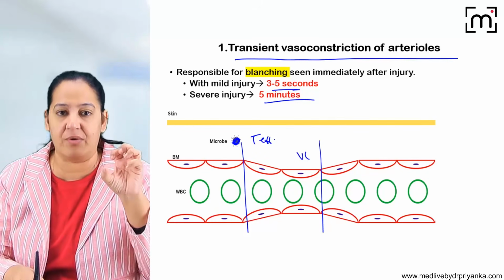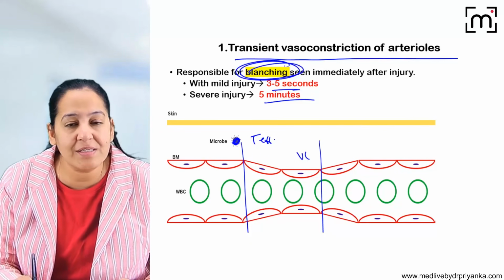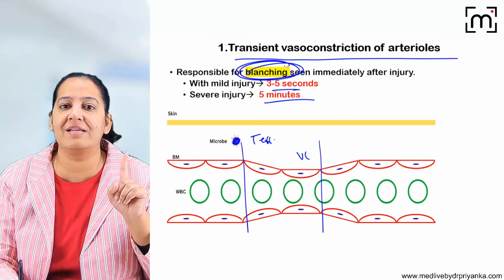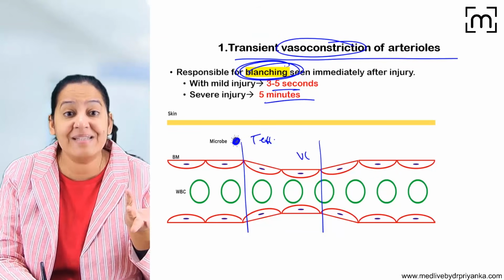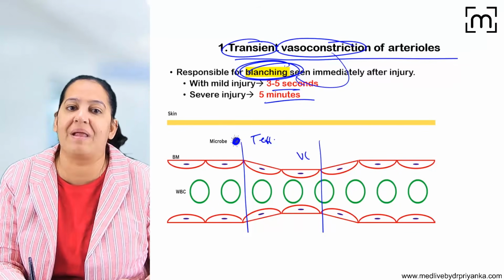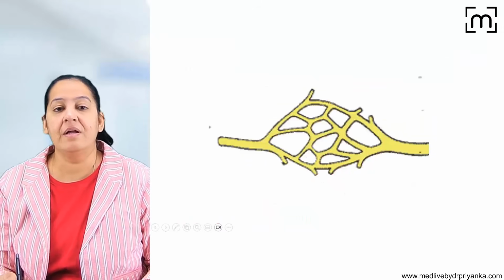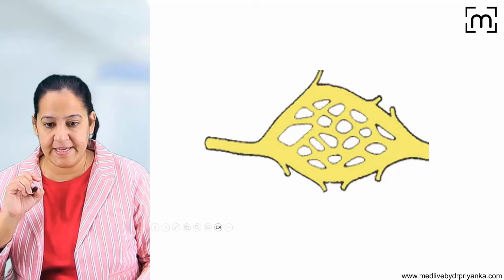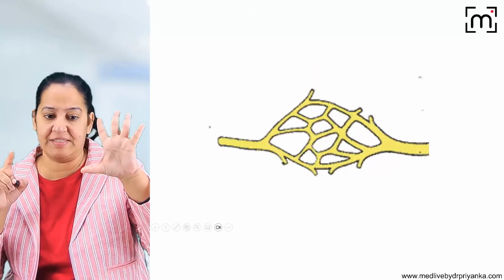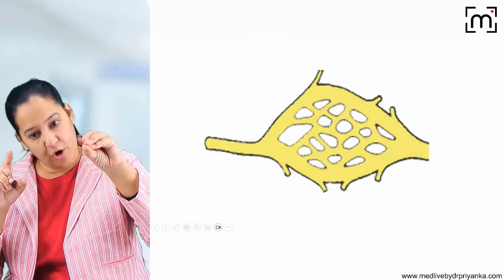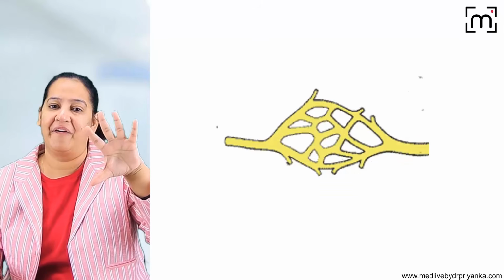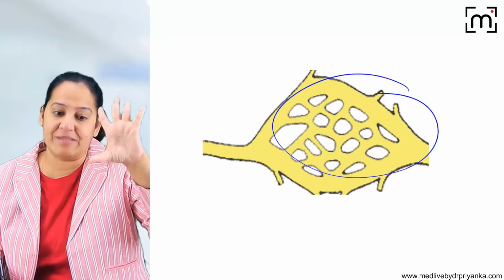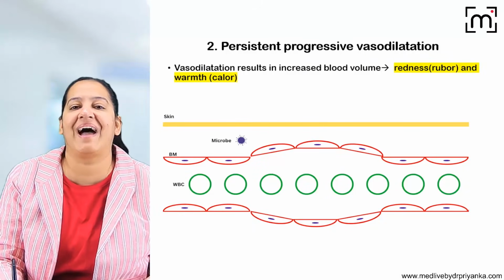It is undergoing vasoconstriction. It is known as blanching. What is it known as? Blanching. So step number 1 is vasoconstriction. It's transient vasoconstriction, which leads to blanching. And you can see in the diagram itself, step 2: later on, vasodilation takes place, but first vasoconstriction. So the second step is vasodilation.